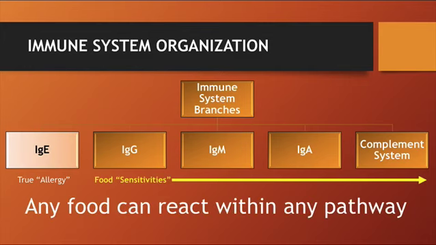But when we look at the organization of the system, just like in the military, the IgE system reacts in a certain way to certain kinds of things. And same thing with the IgG or the IgM or the IgA, or what's called the complement system, which is completely independent of the antibodies that those first four represent. But the key here is to remember, any food can react within any of these pathways. Any food can react within more than one of these. So you may have an IgG and an IgA reaction to the same food. You have two branches of your immune system reacting.